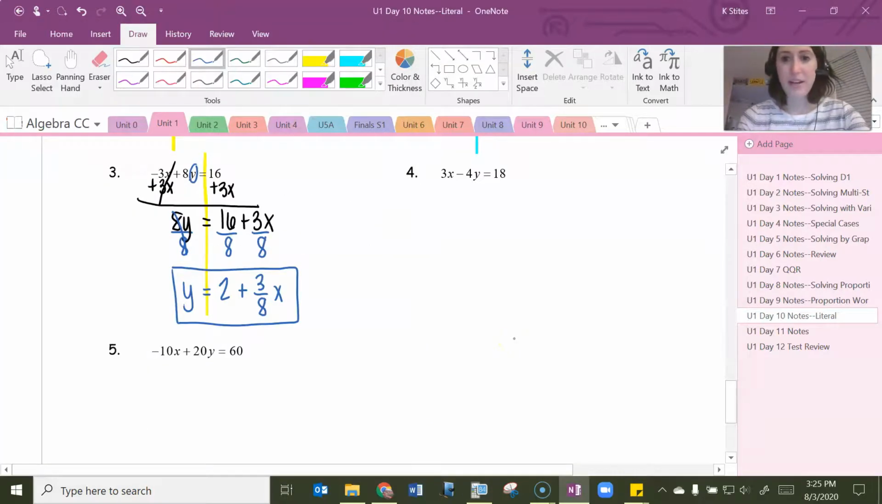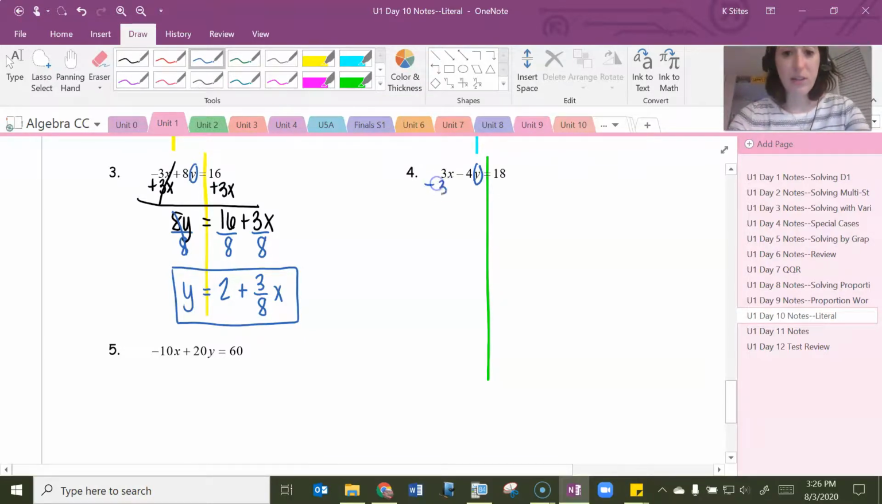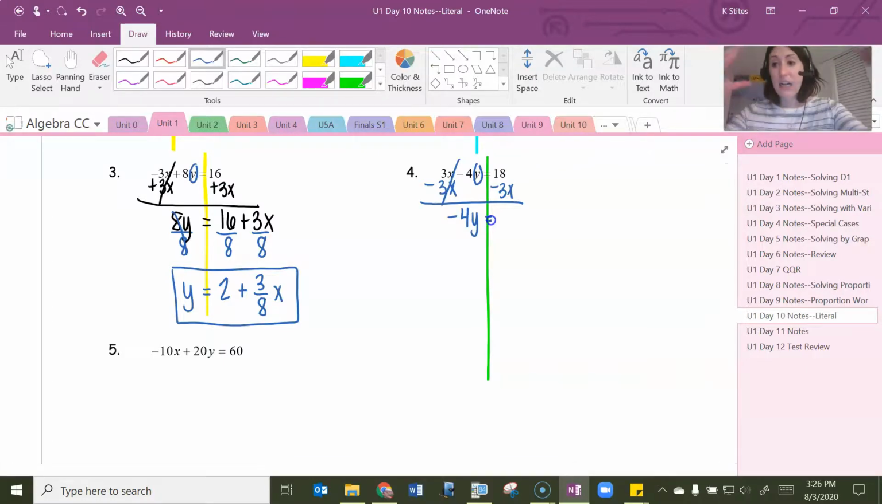Okay, let's try another one. Circle your y. Okay, remember, when you're solving for y, the dividing comes last. I mean, generally all of these problems, the dividing comes last. We'll want to move our 3x first, and we'll subtract. Okay, bring down negative 4y. Sometimes people lose that negative. Okay, careful for that. And again, 18 minus 3x, pull my hair out. It's not 15x. They don't combine. Okay, just bring it down.